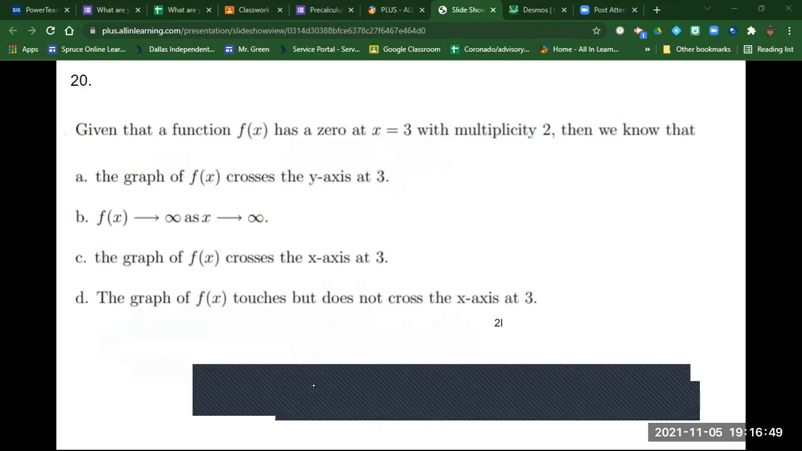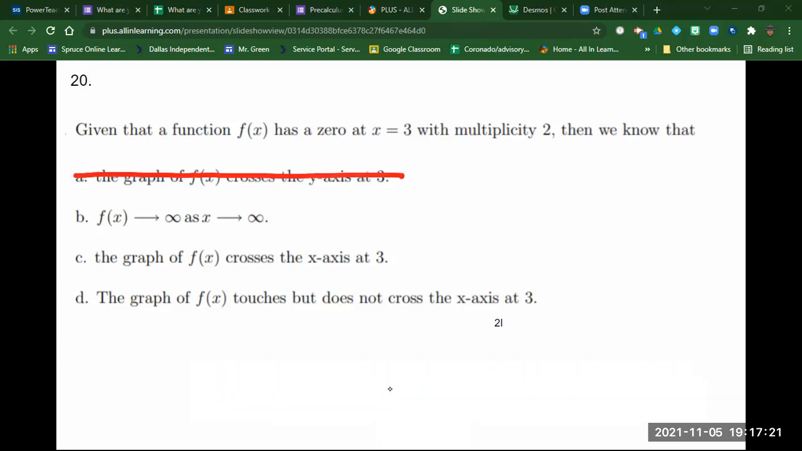Given a function f of x has a 0 at x equals 3 with multiplicity 2, then we know that the graph of f of x crosses the y-axis at 3. We don't know that, and that doesn't have anything to do with it. A 0 is on the x-axis anyway. So no, A, nope. No. All right. F of x approaches positive infinity as x approaches positive infinity. Actually, we don't know that.